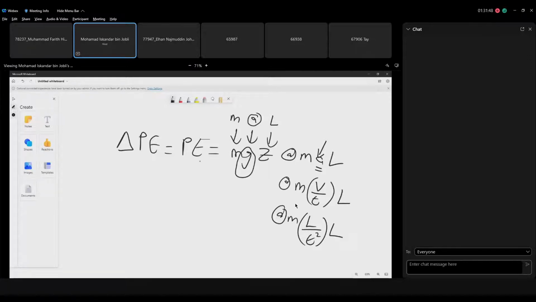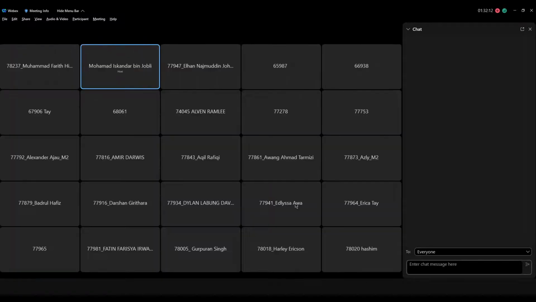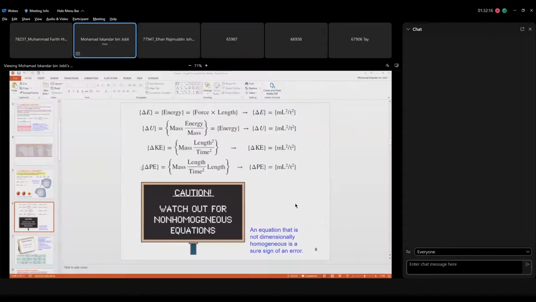So you will end up getting L multiplied with L, you get L square. You have L square over T square, right? Potential energy, after you have done all the calculation, after you have expanded them, this is what you will get in the end, ML2 over T2. Now it's time for you to find out whether they are correct. Again, they are correct.